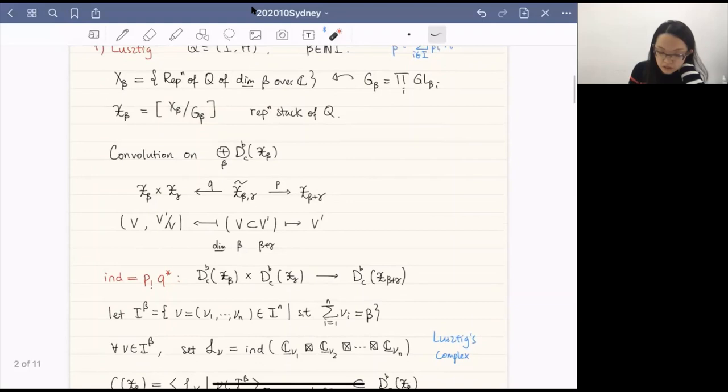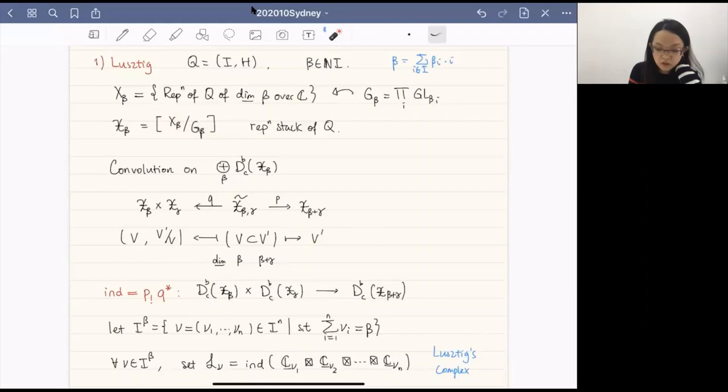So we have the following diagram where on the left side, I have X_beta cross X_gamma, and on the right hand side, I have X for the dimension vector beta plus gamma. And then in the middle, I have an intermediate variety, which is formed by pairs of a representation and a flag of representations of this quiver, where V is a sub-representation of V prime. And V has dimension beta, and V prime has dimension beta plus gamma.